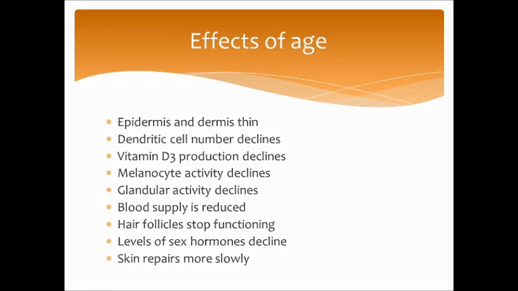With age, the epidermis and dermis will thin. Basal cell activity will decrease, so it will be more difficult to replace those cells. The dendritic cell number will decline by 50%. Vitamin D3 production declines by 75%. Melanocyte activity decreases, so they tend to be more sensitive to UV radiation. Glandular activity declines. Blood supply is reduced, so they have less of an ability to lose body heat and less of an ability to warm up. Their hair follicles stop functioning, so their hair will stop growing.